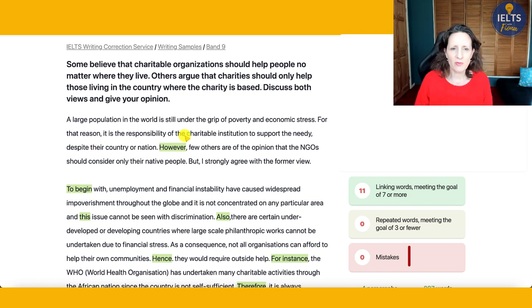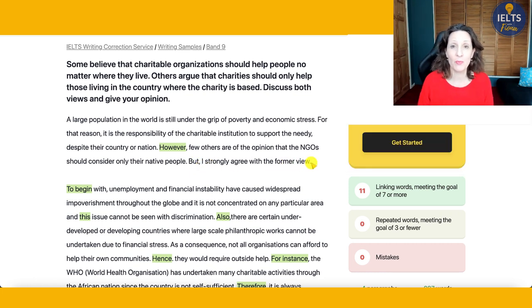For that reason, it is the responsibility of the charitable institution to support the needy despite their country or nation. Okay, I would dispute the, because it looks like there's only one. It's not a big mistake. However, few is wrong again. A few, not few. Few means not many. Others are of the opinion that the NGOs, so there's a misuse of the and lack of article. Here there are article problems, should consider only their native people. Native people is a little bit strange, not exactly the right meaning. And then there's another but. So we've got however and but. I wouldn't recommend starting a sentence with but. The main thing is that the opinion is clear.